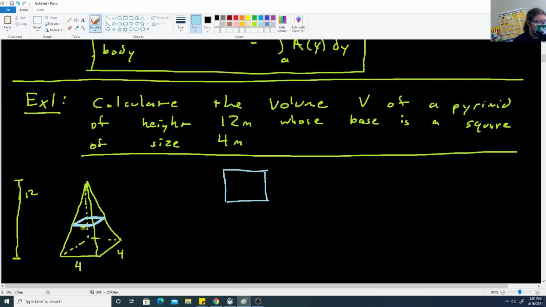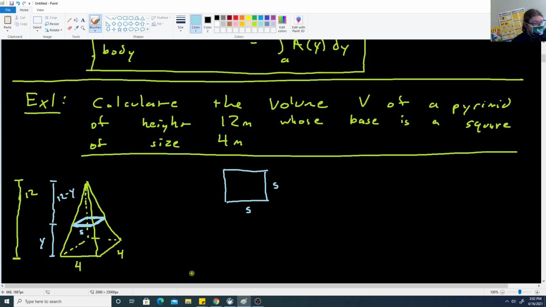And this square, we don't really know the length of the side. So we're going to call S the length of a side. So my square will be S by S. And the height of the square, we don't necessarily know how tall that is, so we're going to say the height of this square is y. And if the square is at height y, then the top part from the square up to the top of the pyramid will be 12 minus y.